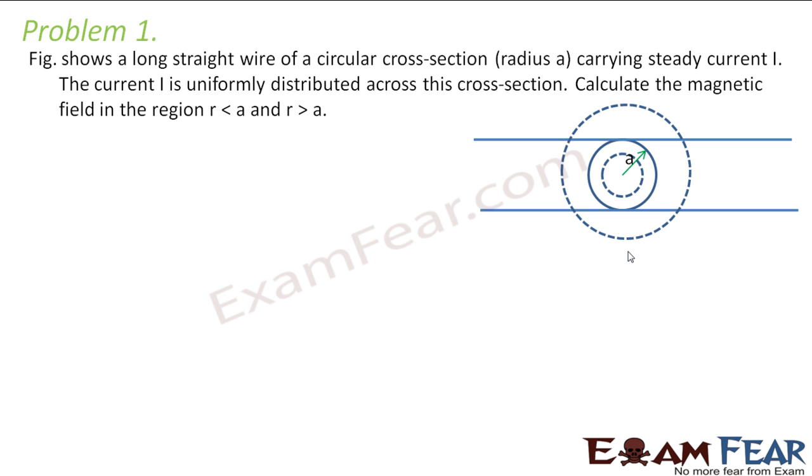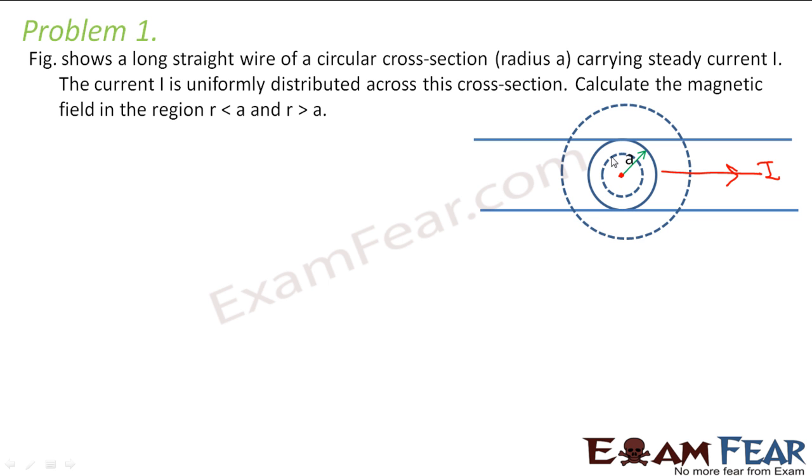It says that the figure shows a long straight wire of a circular cross section carrying steady current I. So that means the current flowing through this wire is I. The current I is uniformly distributed across this cross section. This is the cross section of the wire. If you see, this is the center and the radius of the cross section is A. Calculate the magnetic field in the region R less than A and R greater than A. That means you have to calculate the magnetic field inside this region as well as outside this region.